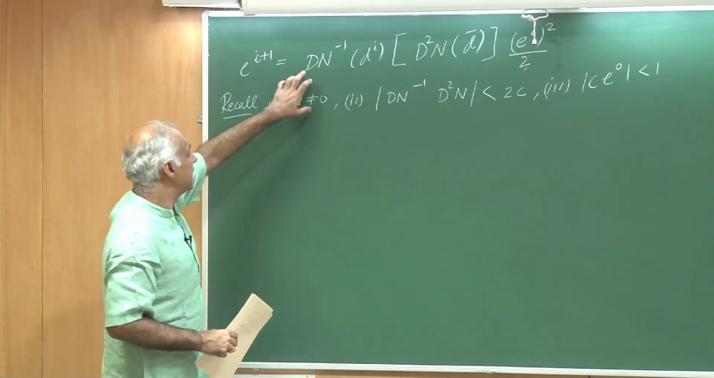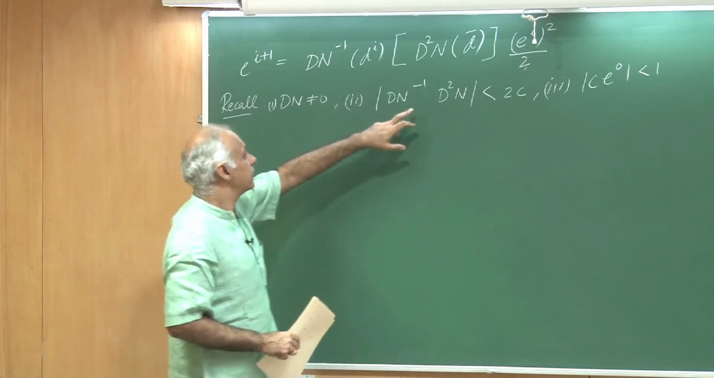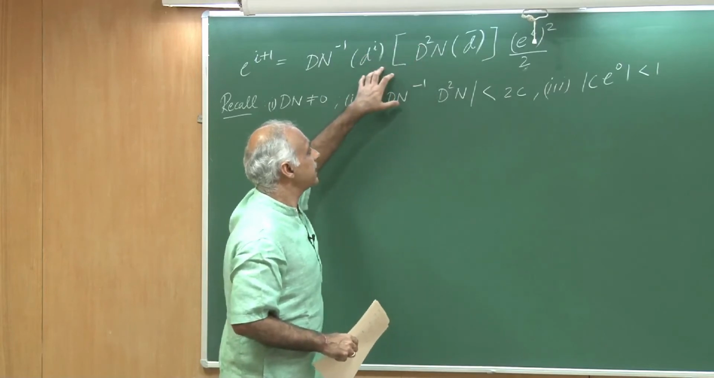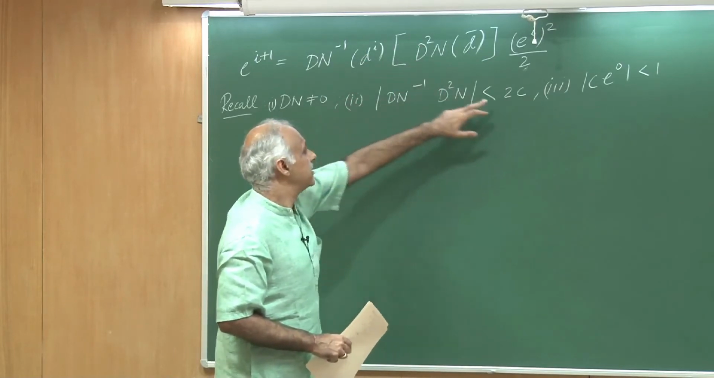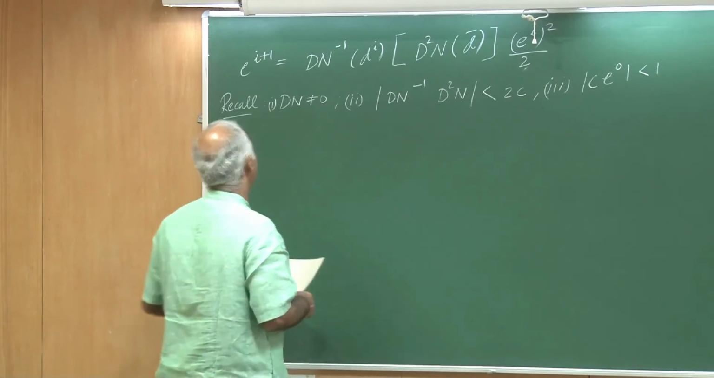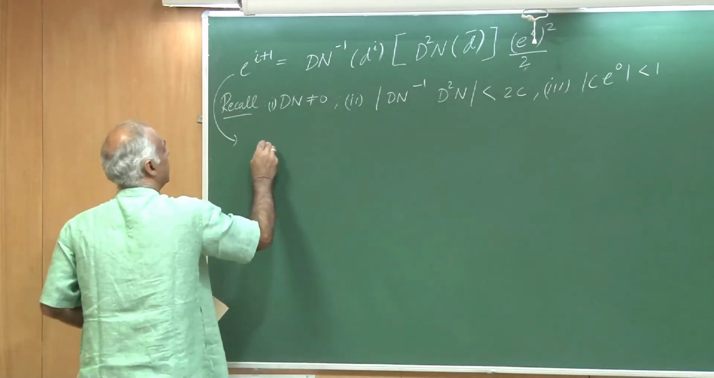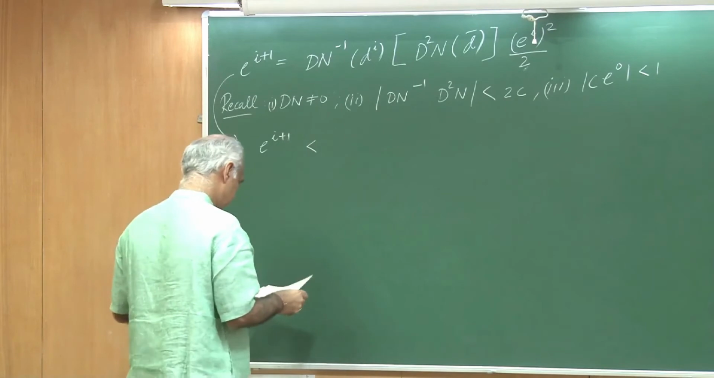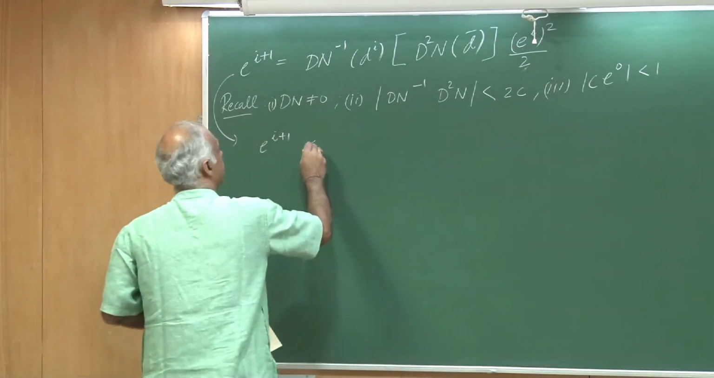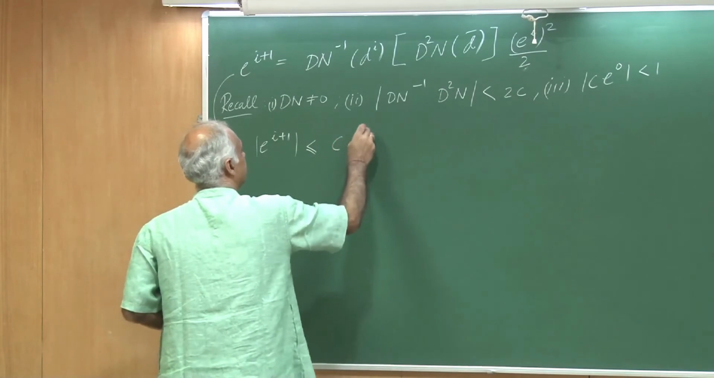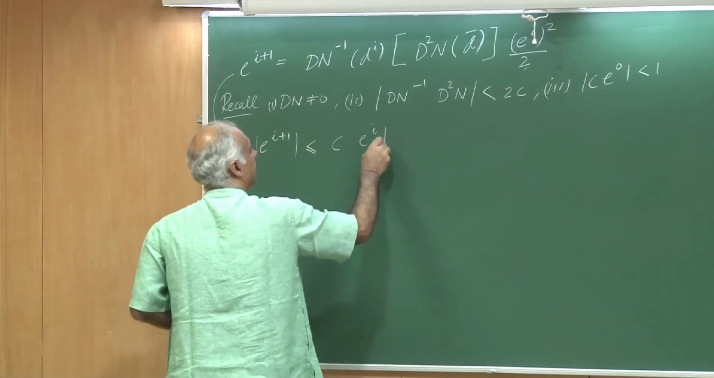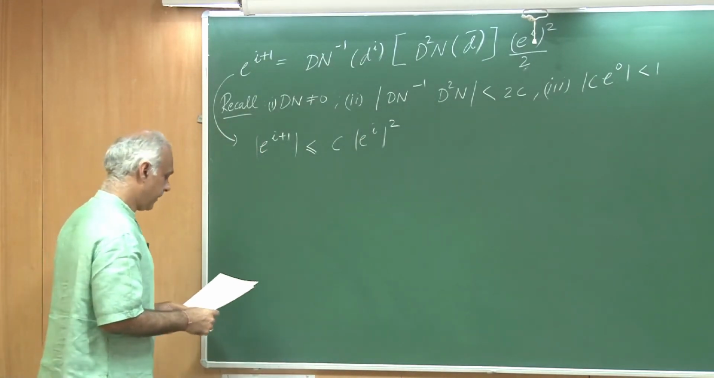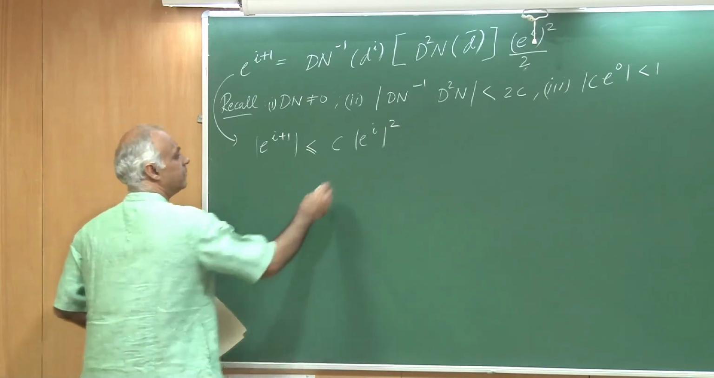We are going to use the first one and say this always exists. We are going to use the second one and say that this whole quantity has to be less than 2c, where c is that constant. So from this expression, e_i plus 1 is going to be less than c times, with a modulus here, e_i whole squared. Now, this already means we are second order accurate.